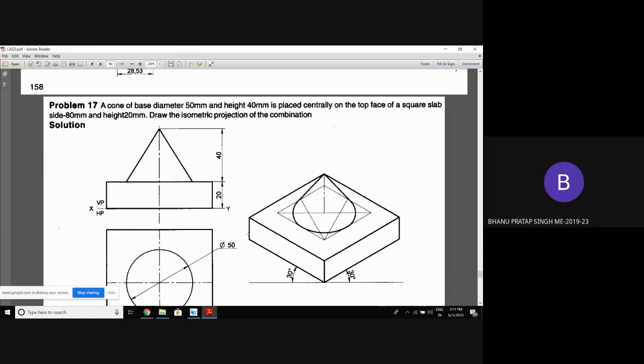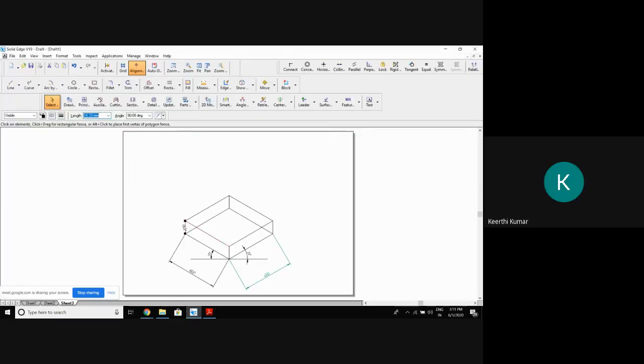Okay, sir. What height have you taken now? 20 into 0.8164. From here also 20 into 0.8164. I hope you have completed till here. If it is a cube, 80 into 0.8164, that is 65.31, based on the problem. Once it is done, please let me know.